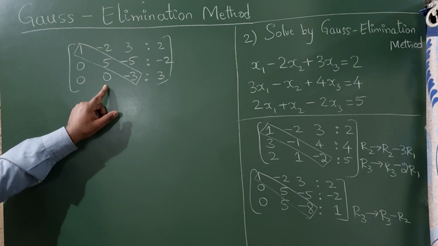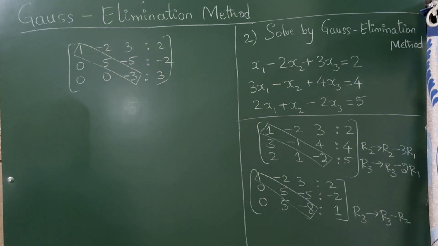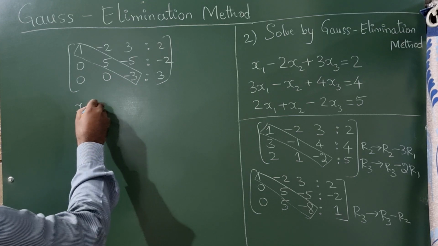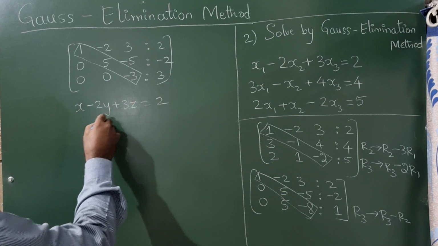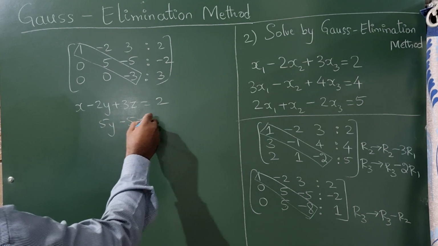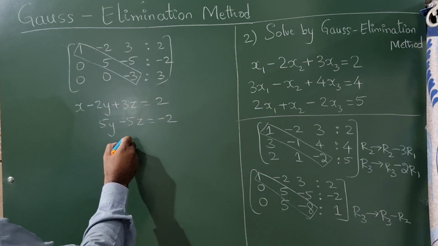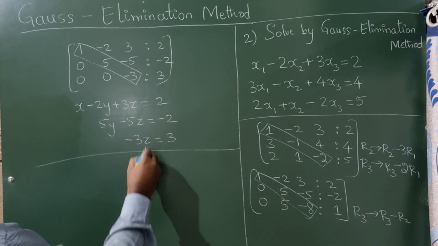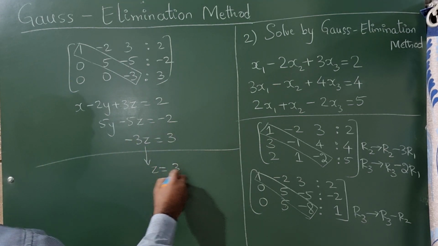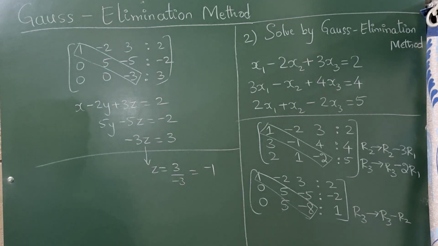So these elements have become 0. So what you can write is x minus 2y plus 3z is equal to 2, 5y minus 5z is equal to minus 2, minus 3z is equal to 3. Now you will get the z value. 3 divided by minus 3 will become minus 1.